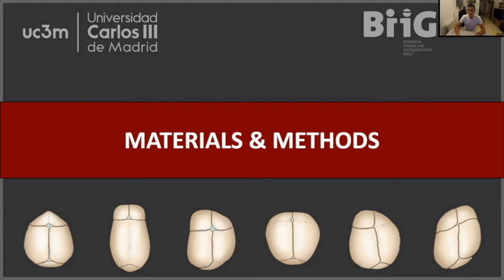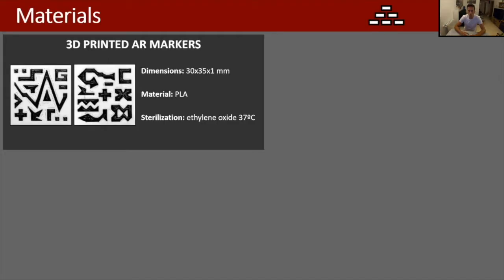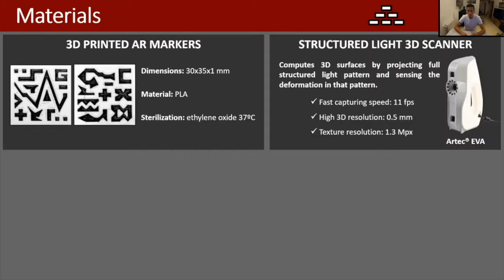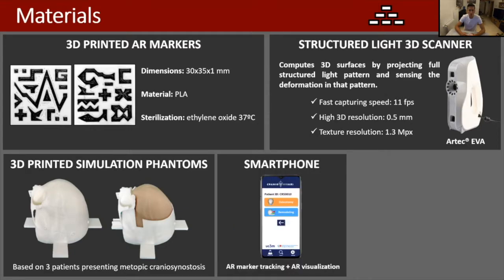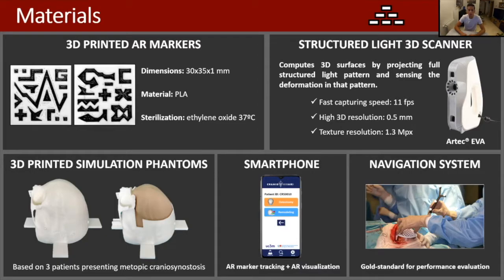Regarding the materials of this study, we use 3D printed augmented reality markers to track and align the virtual data with the patient anatomy. Also, we use a structured light 3D scanner for the acquisition of 3D photographs. Also, for the performance evaluation, we designed and manufactured 3D printed simulation phantoms. We used a smartphone with a smartphone application for the augmented reality visualization and tracking. And finally, for the performance evaluation, we used a validated navigation system as a gold standard.